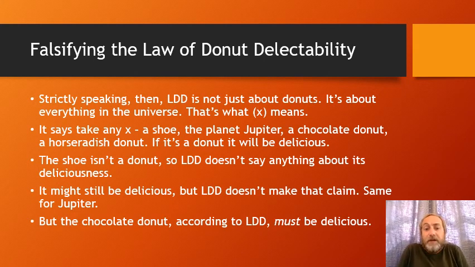But the shoe isn't a donut, right? So the law doesn't predict that it will be delicious. Same with Jupiter. But a chocolate donut, right? If it's a donut, oh, it is a donut, then it tells us something about what will happen, and it tells us that the donut will be delicious, right? So just a little bit on the logic of these. I try to ease you into it because reading it, you sort of assume some of it.